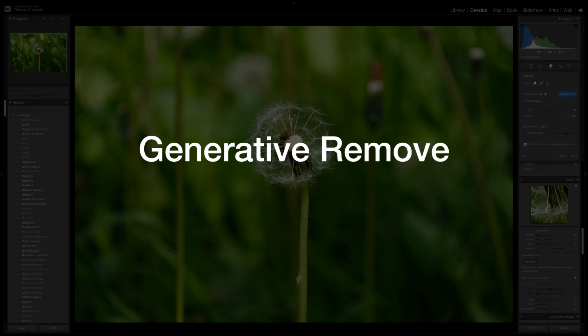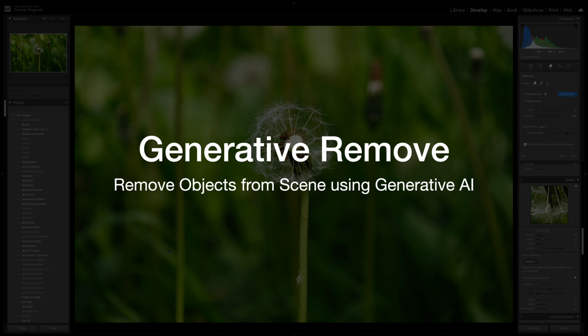Okay, so the big feature of this release is Generative Remove, and this is basically the same thing as Generative Fill in Photoshop, but you can now do it directly within Lightroom, and this is for removing objects from a scene, and it uses Adobe's Firefly AI engine. So if you've used Generative Fill in Photoshop to remove objects from a scene, which in my opinion is actually the best use of Generative Fill in Photoshop, then this is basically the same thing. So let's take a look at how it works in Lightroom.